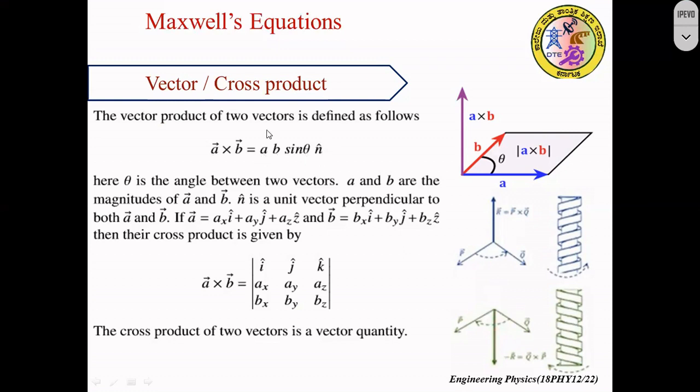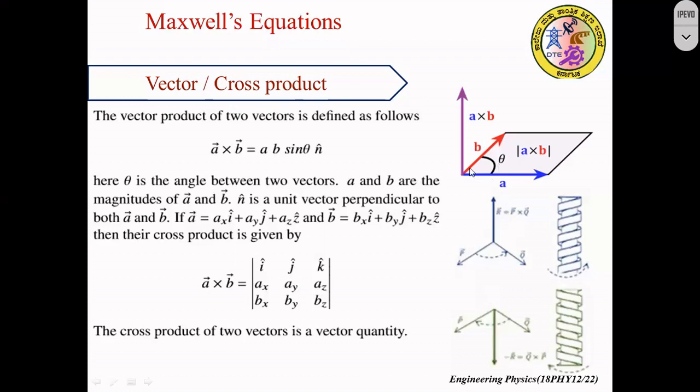But this is a vector quantity, so we should indicate the direction. To take care of that, we put n cap. This n cap points in the direction of the resultant vector. So what is the direction of the resultant vector? That can be found from the right hand screw rule. Refer to this diagram. Here we have vector A and vector B, and theta is the angle between the two vectors. So the cross product of two vectors is vector A cross vector B.